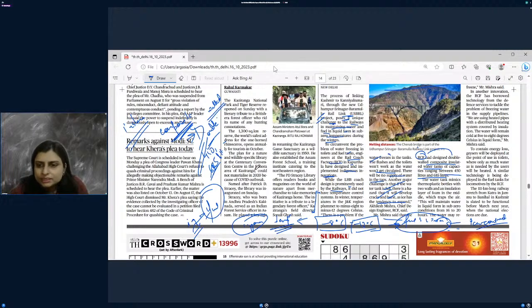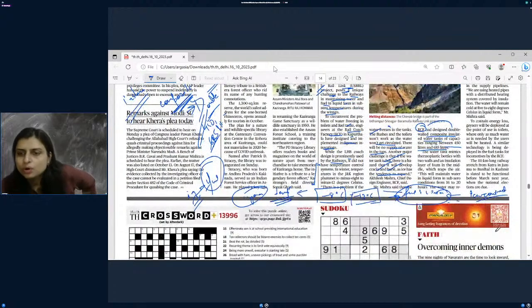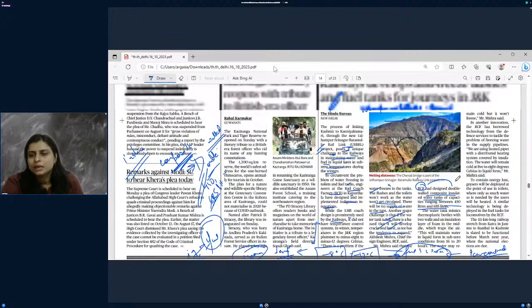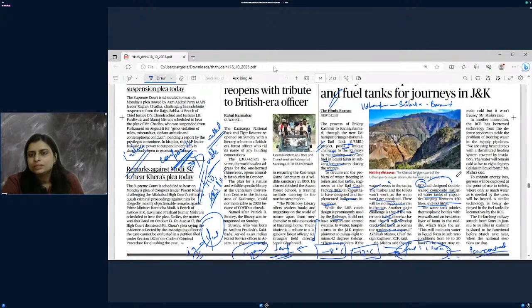The water tank mimics thermoplastic bottles with two walls and an insulation layer of foam in the middle, which traps the air. This will maintain water in liquid form in sub-zero conditions for 16 to 20 hours. The water may remain cold, but it won't freeze.